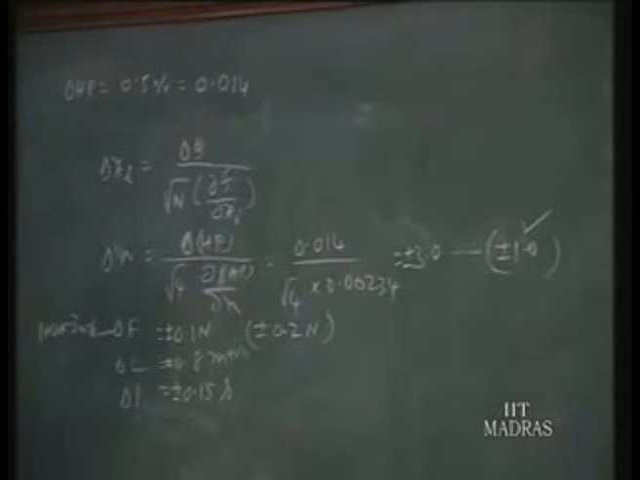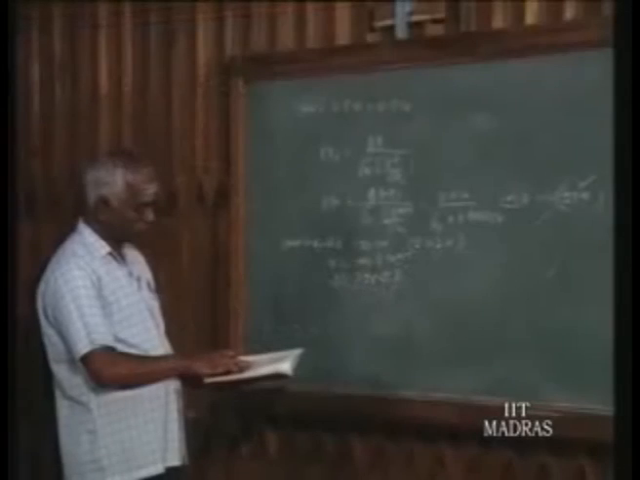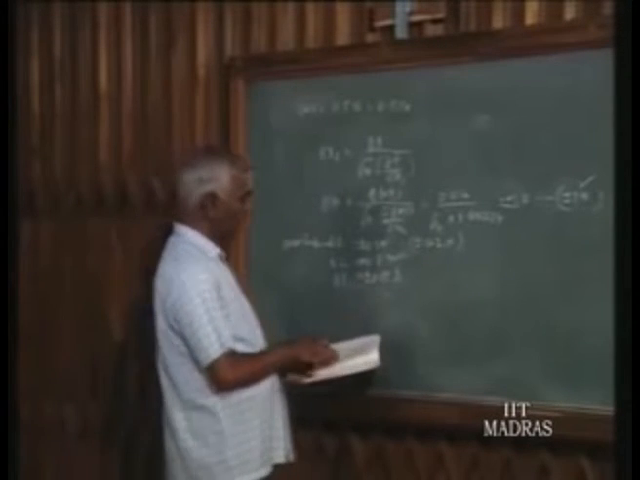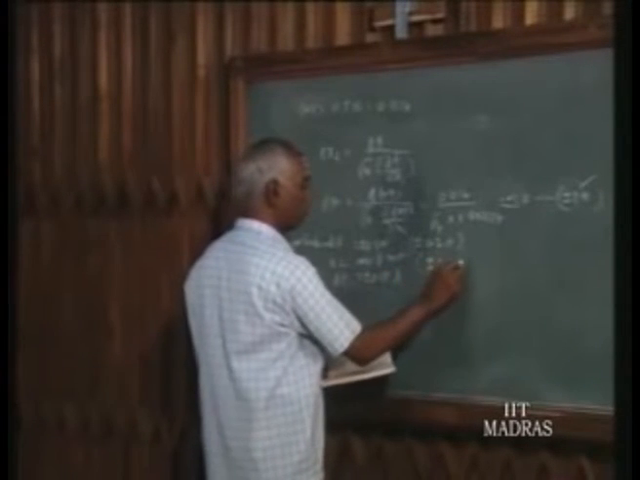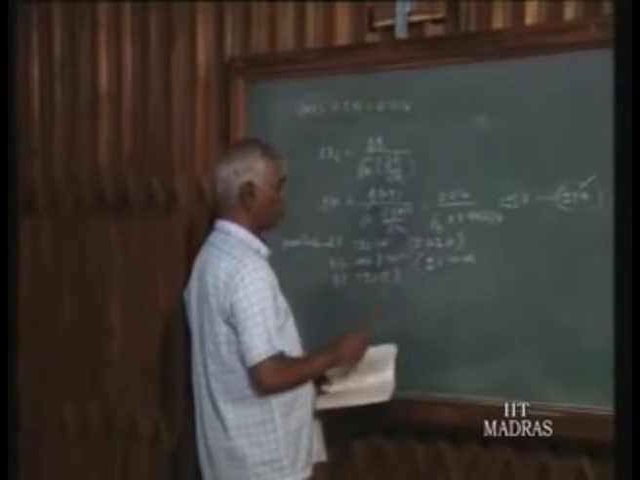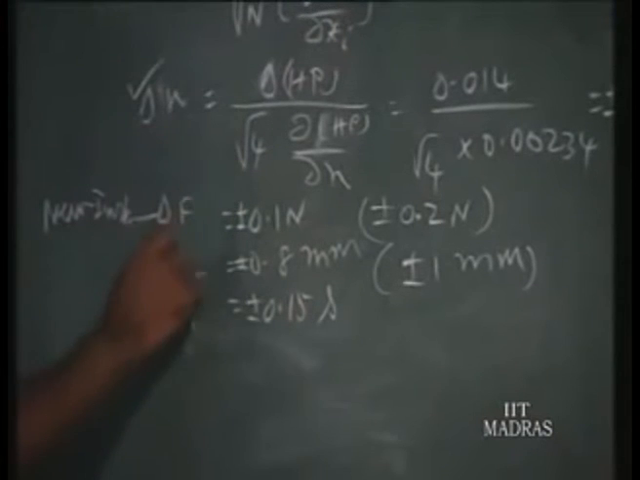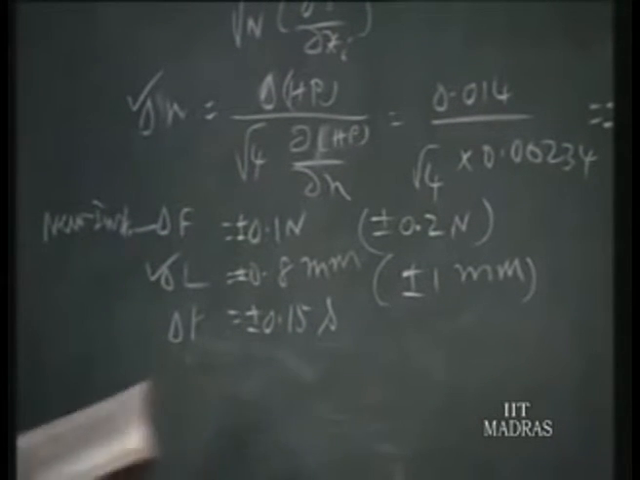Then delta L for measuring length: what we required is plus or minus 0.8, but what we have already is plus or minus 1 mm. So this 0.8 and this 1 mm, we can use it. This we are using, this also we can use, because there is not much difference.